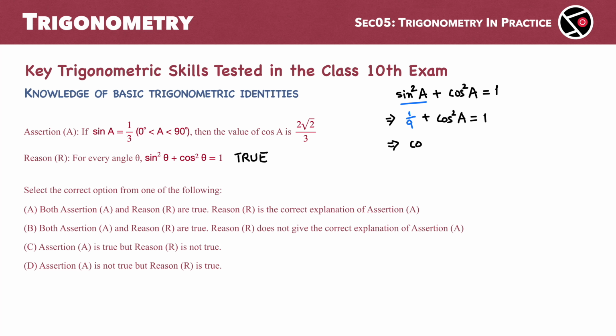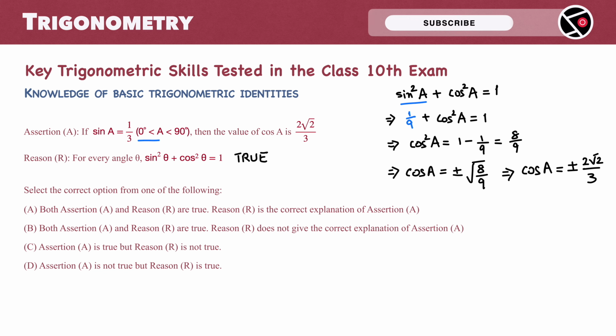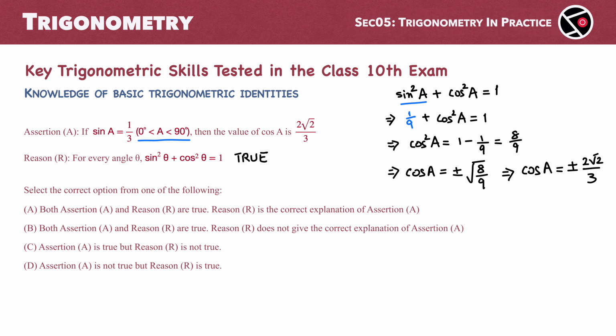Solving further, cos A equals plus minus 2 square root 2 by 3. The question states that A lies between 0 and 90 degrees. We are in the first quadrant. So we can drop the negative sign and we have cos A equal to 2 square root 2 by 3.